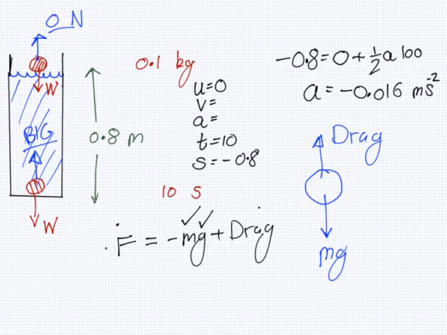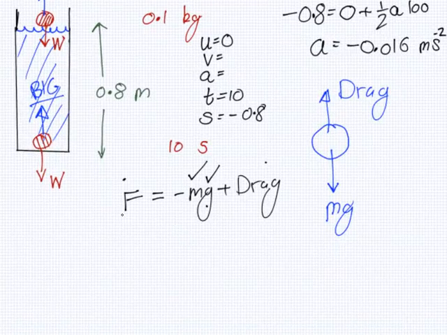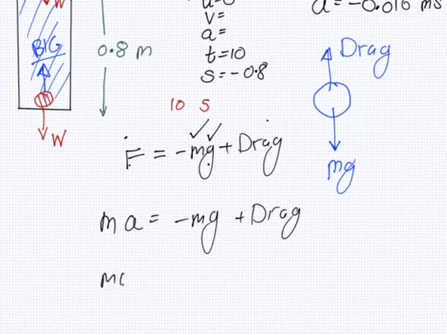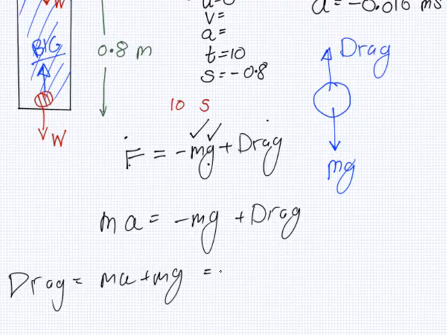What's g? 9.81. Acceleration? Now the weight is still mg, even though the acceleration is not g. We can know the F by using what formula? ma. So we can say ma equals minus mg plus the drag. So that means ma plus mg is the drag. Or if you want, you can take the m outside: m times (a plus g).